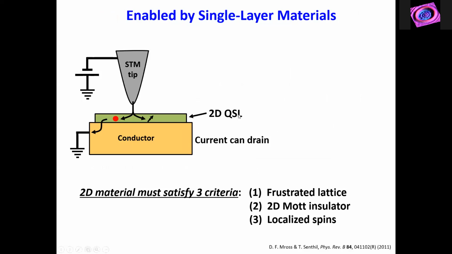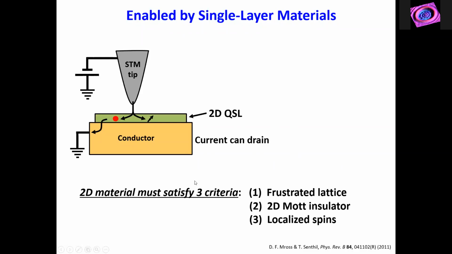The trick we can do with 2D materials is if we put the 2D material on a conductor, then we can tunnel into it in principle. The electrons can fractionalize into spinons and chargeons, but then we can drain the current out through the conductor. And so in principle, we could image the quantum spin liquid in this situation. But that two-dimensional material has to be very special.